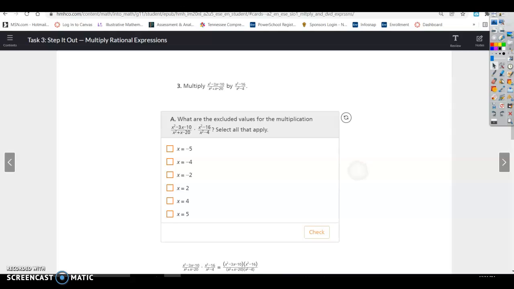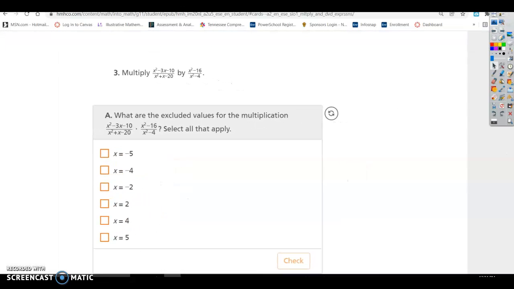Alright, so let's blow this up a little bit, make it easier to see. So we're going to multiply x squared minus 3x minus 10 over x squared plus x minus 20 by x squared minus 16 over x squared minus 4. To find the excluded values, the first thing you have to do is have everything in factored form. Also, if you want to cancel anything out from top to bottom, it needs to be in factored form. So before we multiply, we first need to factor.